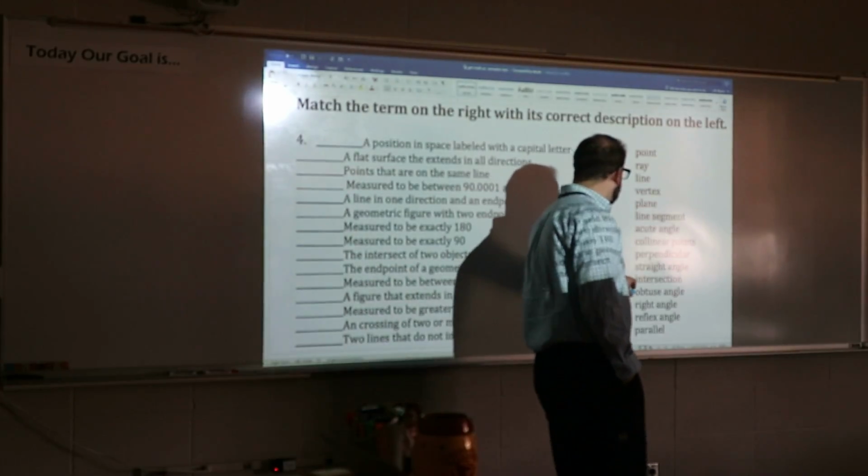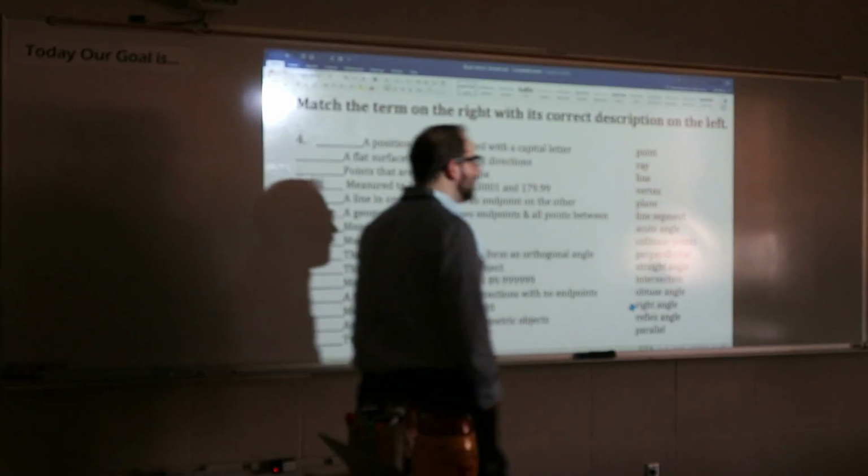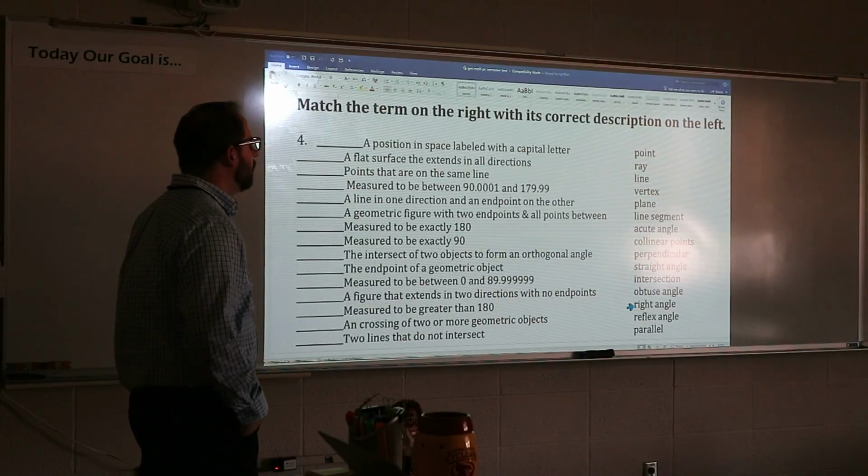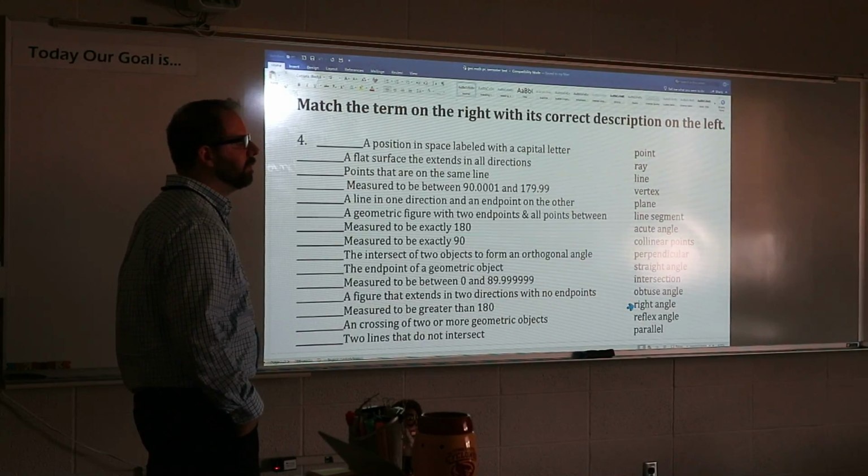A right angle. A right angle is exactly 90 degrees. Measured to be exactly 90. That's a right angle.